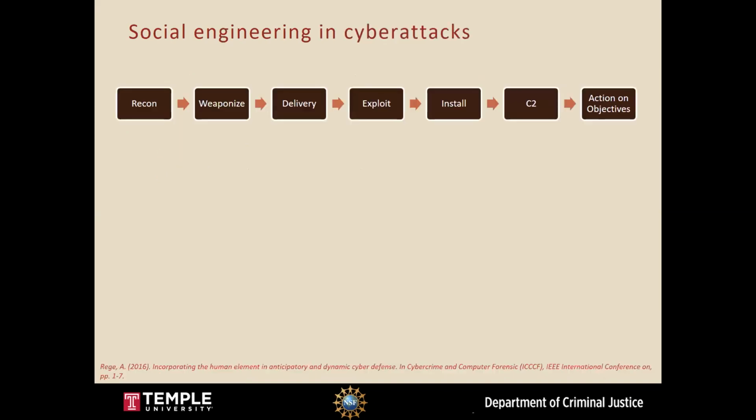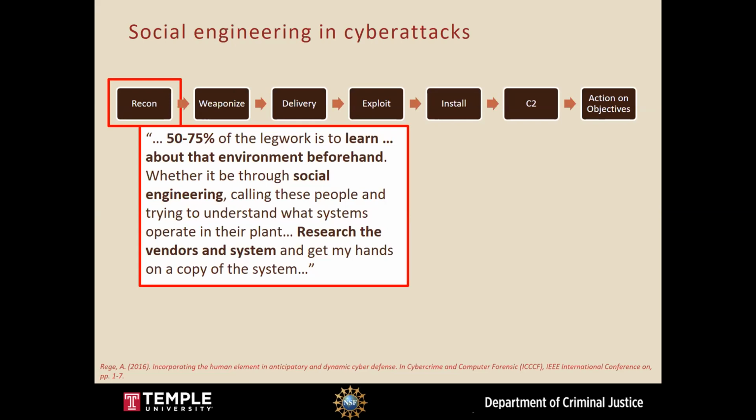If we go back to the intrusion chain, one of the things I found when speaking with pen testers that we were observing and interviewing, people with 20, 25 plus years of experience, is they all said the reconnaissance stage was very, very important. I love this quote, and I've probably shared it so many times, but I think it captures the essence of it. One pen tester said 50 to 75% of the legwork is to learn about the environment that you're targeting ahead of time. And it could be through social engineering. You can call these people up, so that's vishing, to try to understand what operates at their plant, researching the vendors and the systems. This is open source intelligence, or OSINT.